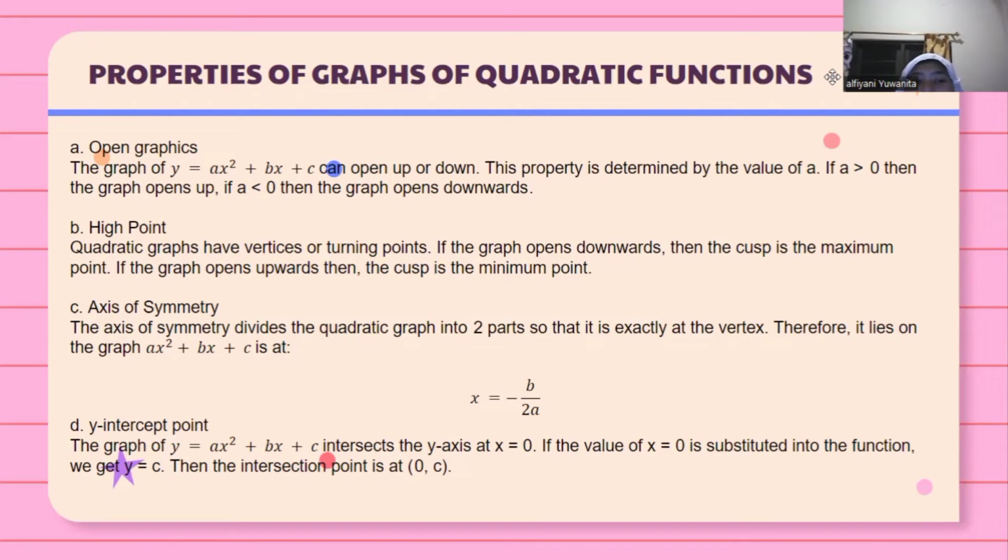Number 4, y-intercept point. The graph of y equals ax squared plus bx plus c intersects the y-axis at x equals 0. If the value x equals 0 is substituted into the function, we get y equals c. Then the intersection point is (0, c).